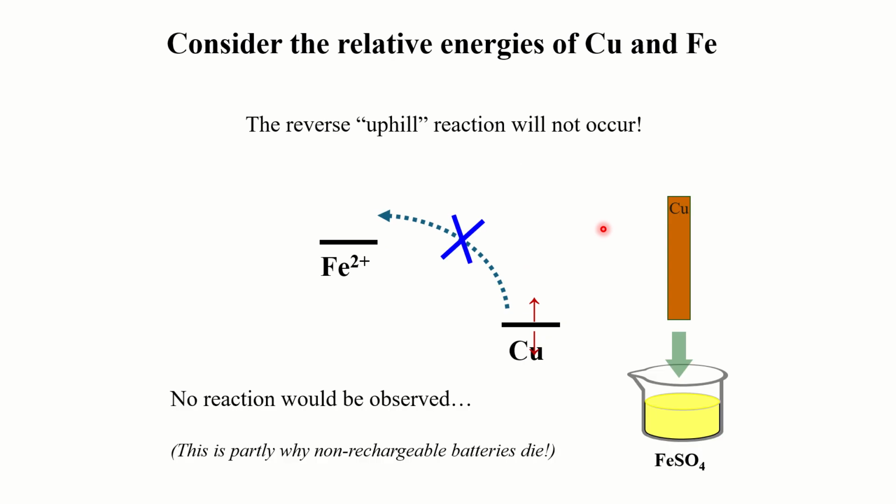The reverse uphill reaction, however, will not occur. At least it will not occur spontaneously. You can't use copper to reduce iron. These electrons will not flow uphill. You would have to add energy to the system to get this reaction to occur.